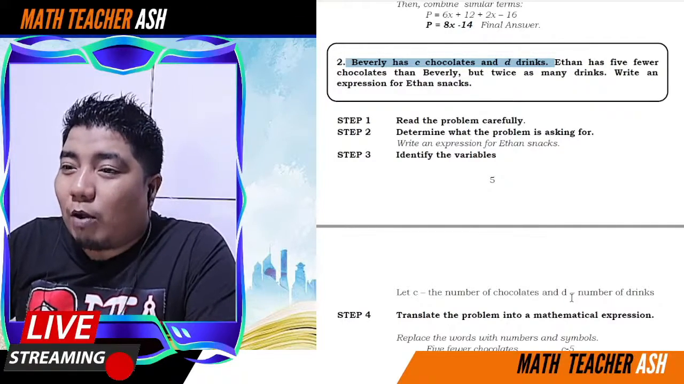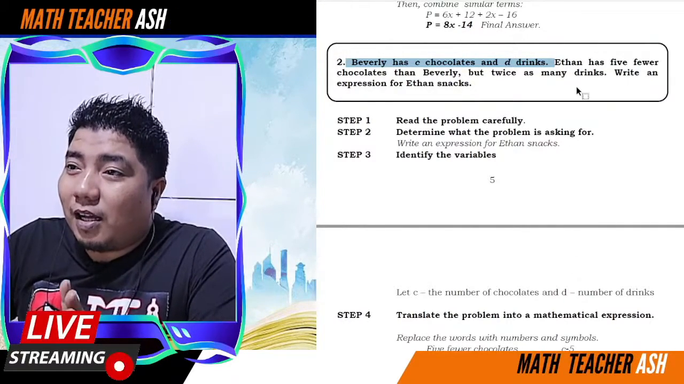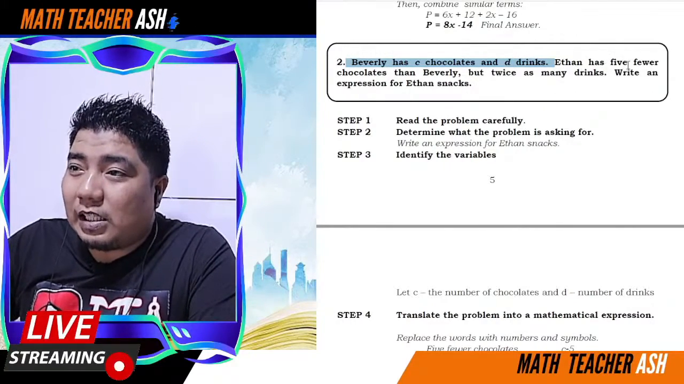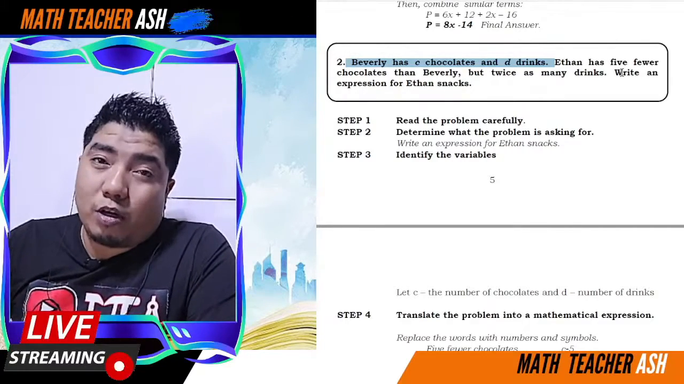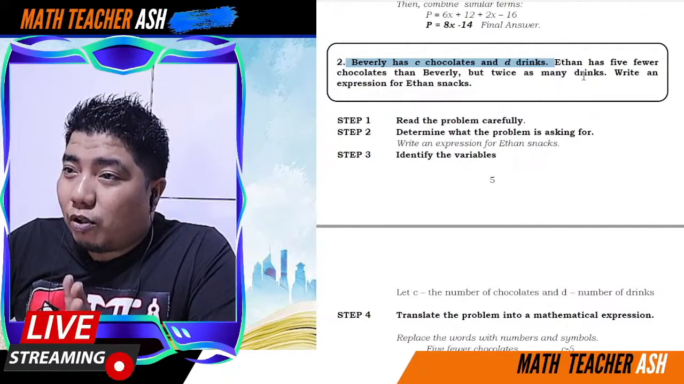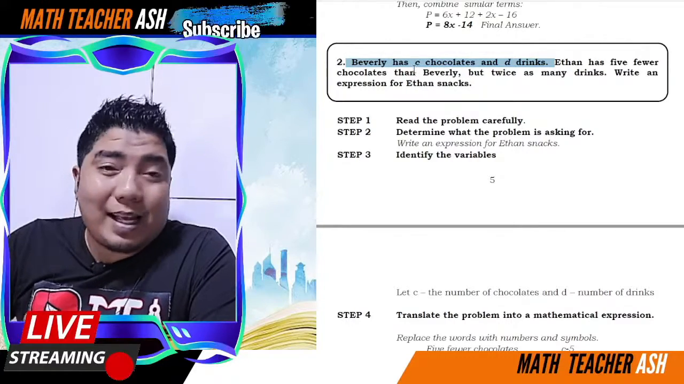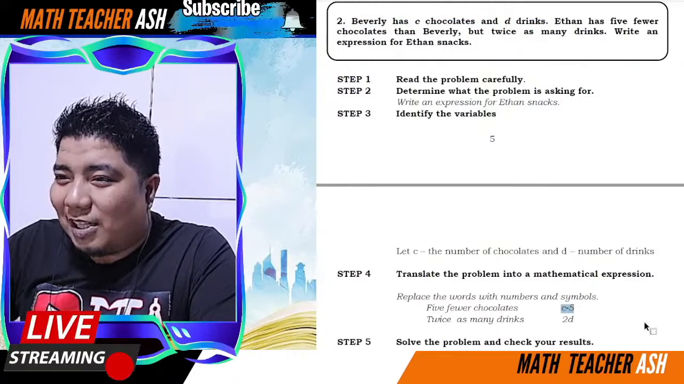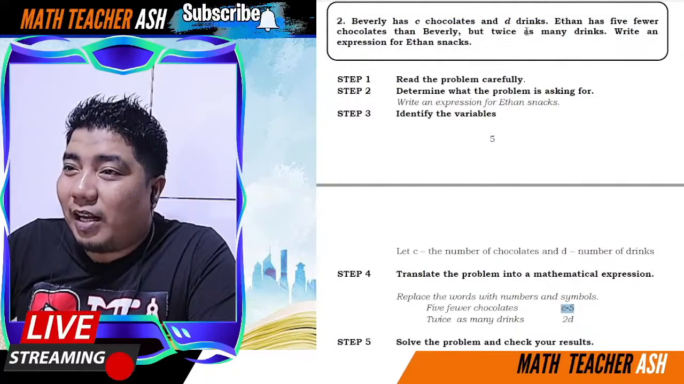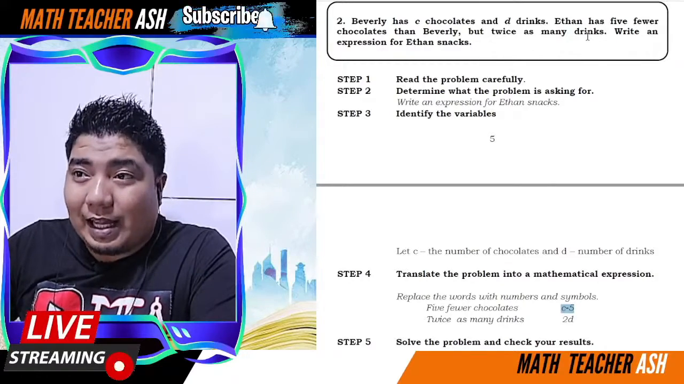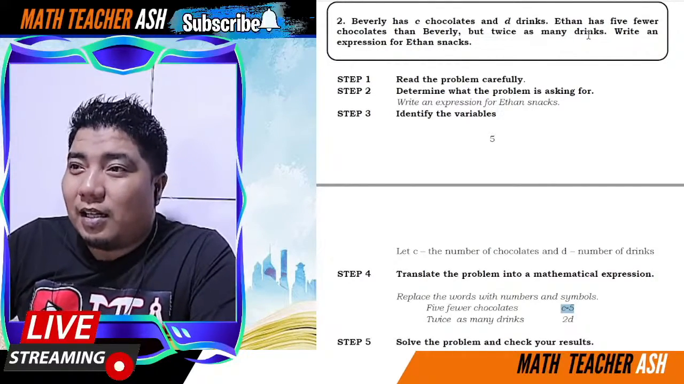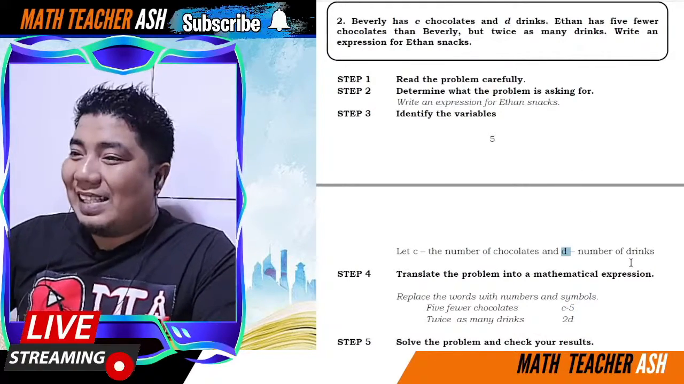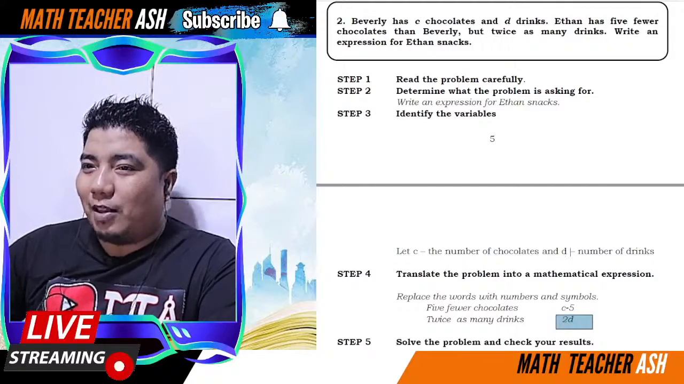Alright. Now, we will translate the problem. For Ethan's chocolates, it says 5 fewer chocolates. So, if Beverly's chocolates are represented as C, then we have C minus 5. And for the drinks, Ethan has twice as many drinks as Beverly. So, 2 times the drinks. What are the drinks? Letter D. So, we have 2D.